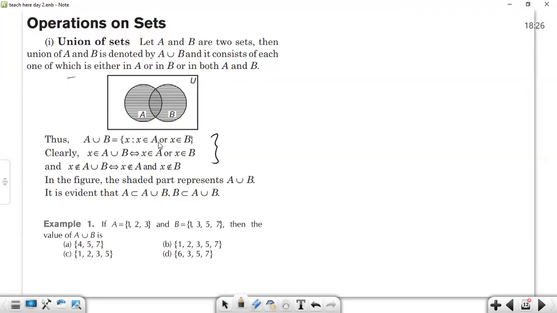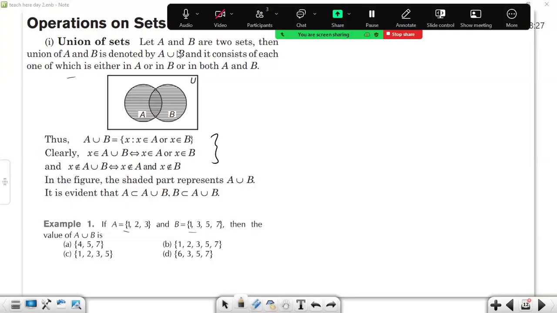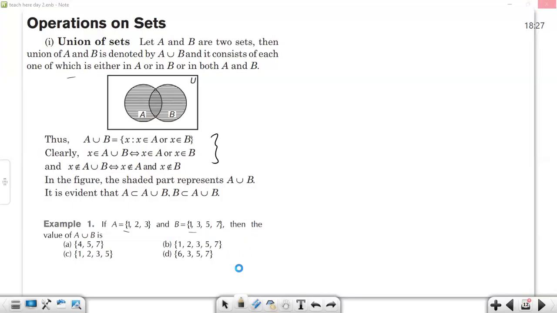So it is bookish language, you can refer to it, but you will understand it better after solving some questions. Let's take an example where set A and set B are as shown. Then the value of A union B will be what? Please tell me which option is correct here. We are unifying all the information from both of the sets. Yes, Tanish, please answer. Option B, sir.